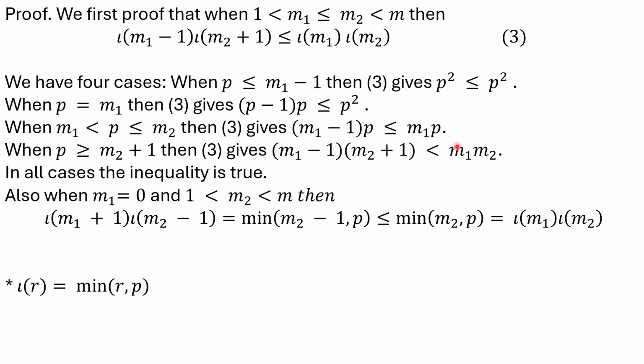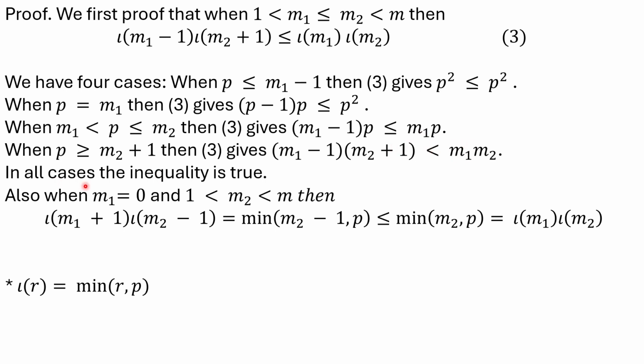Here we can see that m1 multiplied by m2, we get it from the first term. m1 multiplied by m2 plus m1 minus m2 minus 1. m1 minus m2 is negative, since m1 is less than m2. So we have m1 multiplied by m2 minus a negative number, minus a number. So this is less than m1, m2.